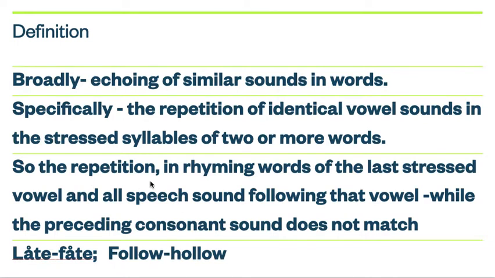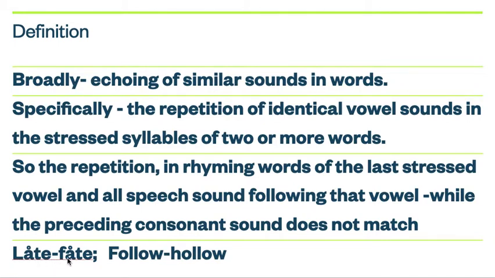So in rhyming words there is repetition of the last stressed vowel and all the speech sounds following that vowel, while the preceding consonant sound does not match. In rhyming words, there is repetition of the stressed vowel sound and all the sounds that follow it, and we call it rhyme. And there is another condition, that the preceding sounds should not match, as we see in these examples.